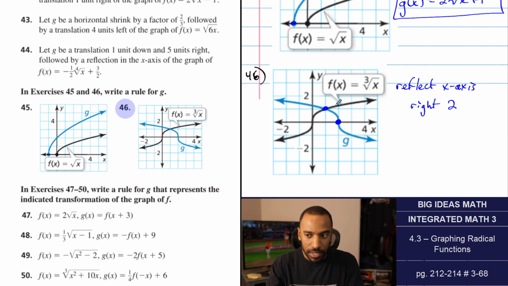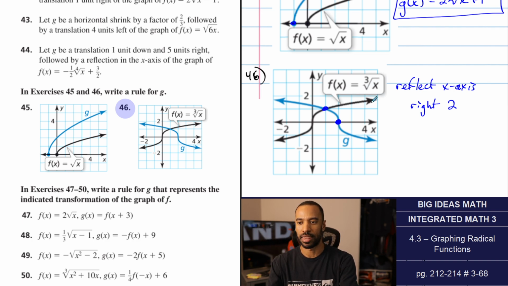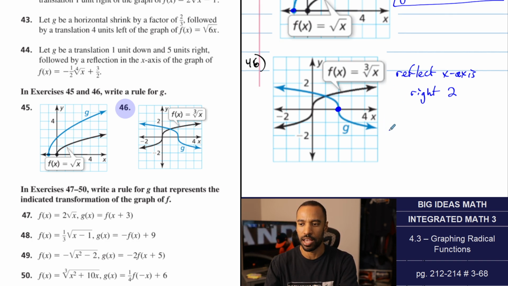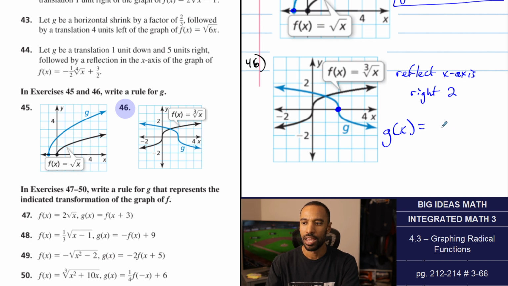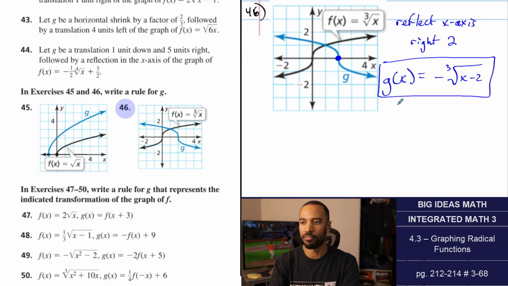It's left 1 up 1. So there's no change in scale by that. So it's just as simple to us as G of x equals negative cube root of, and we have x minus 2 inside of here. An alternative version of it is this.